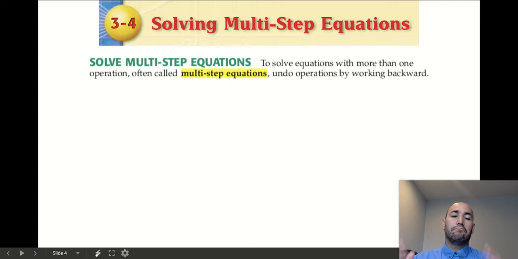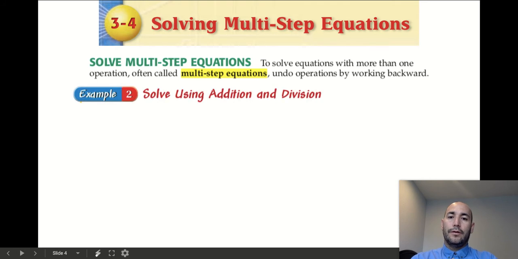So let's look at solving multi-step equations. An equation with more than one operation is called a multi-step equation, right? There are multiple parts to it. And we're going to be undoing the operations just like we did in the previous lessons with addition and subtraction and multiplication and division. So let's go ahead and do that.